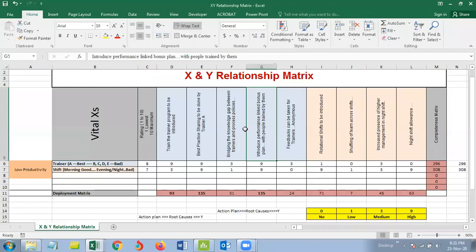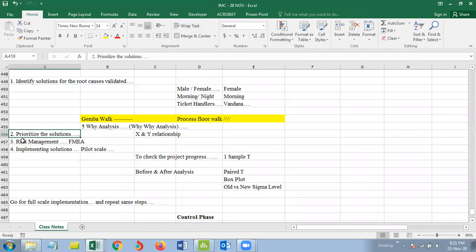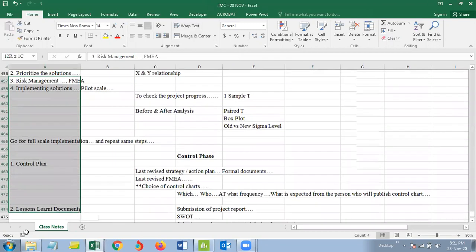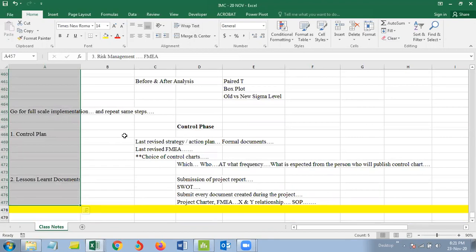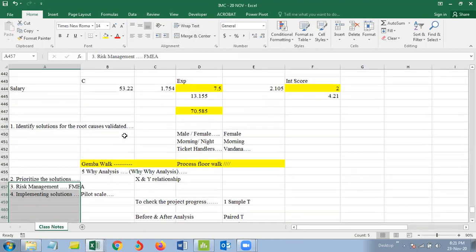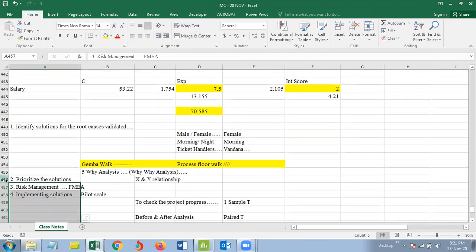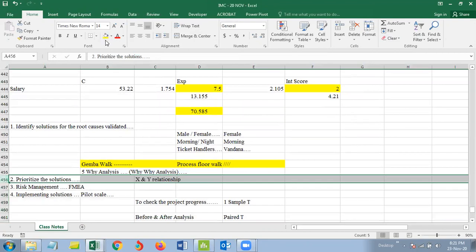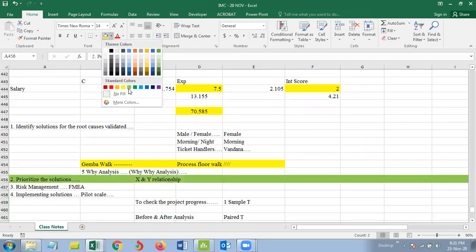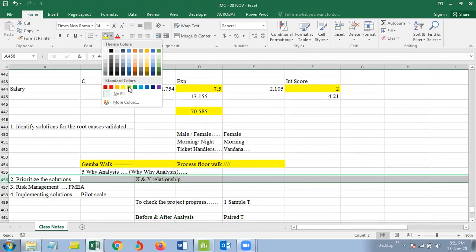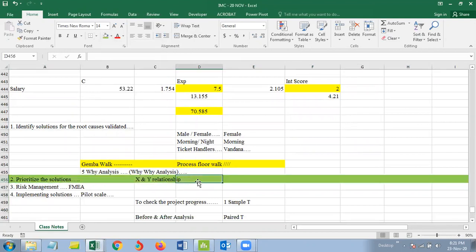So pretty much that's the last topic we had to cover, because the rest of it we will be covering tomorrow. Pretty much from FMEA onwards, till control, we'll be covering tomorrow, the control charts and everything. So that's the agenda. But still, whatever we covered till the X and Y relationship matrix, is there any question that you want to clarify, or else we can call it a day. Any questions on the part that we covered today?